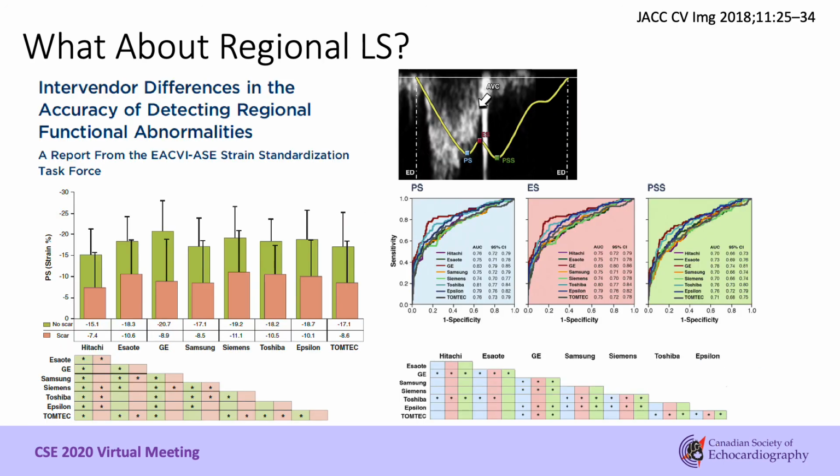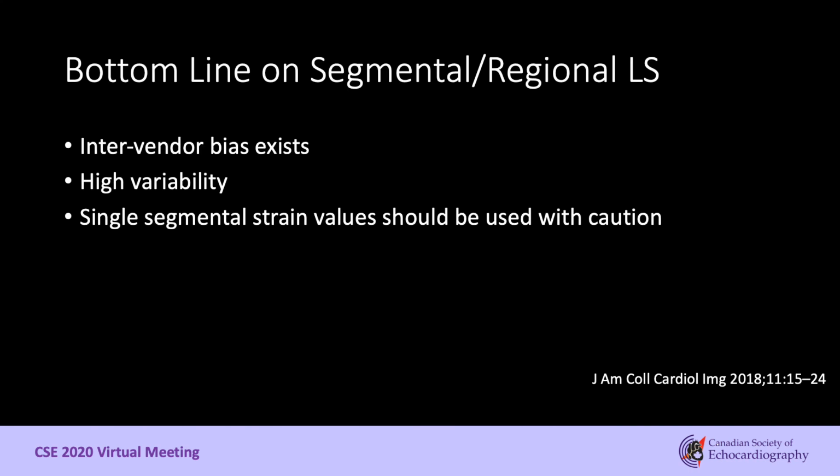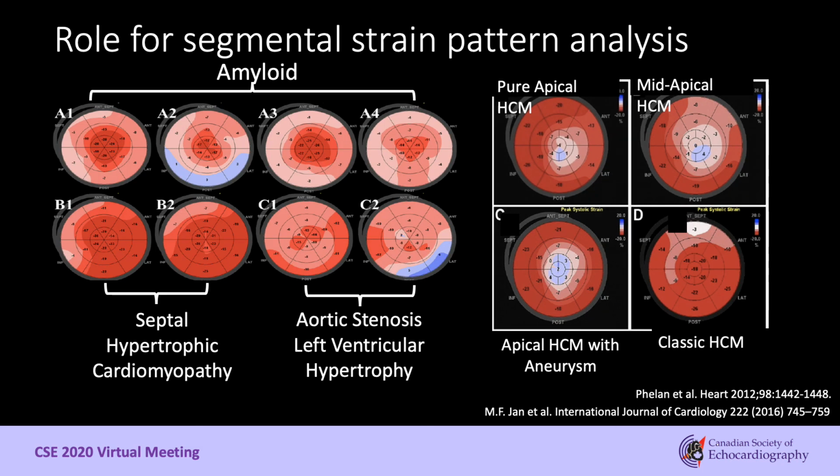This can't be said about regional longitudinal strain. Studies have demonstrated that there are still significant differences in regional strain measurements, and this also extends to reproducibility and variability. So the bottom line on segmental or regional longitudinal strain is that there is significant inter-vendor bias, there's high variability, and single segmental strain values should be used with caution. That being said, there is a role for pattern analysis, and the most common one we recognize now is the amyloid pattern with apical sparing of strain.